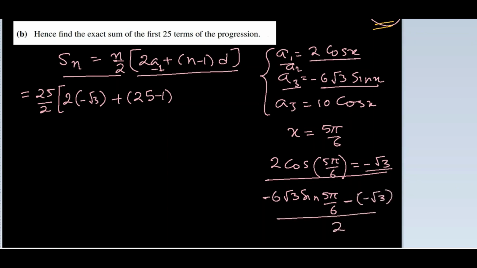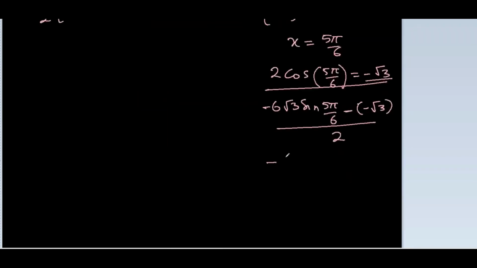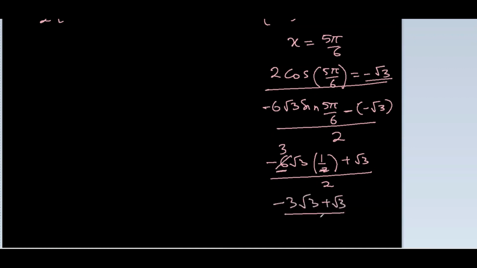over 2. And this will be minus 6 square root 3 times sin 5 pi by 6, which is positive half, and plus square root 3, over 2. So what do we get here? Minus 6 and 2 will cancel, it will become minus 3. So minus 3 square root 3 plus square root 3, over 2, which is minus 2 square root 3 over 2, and 2 and 2 cancel. So minus square root 3 is overall d.